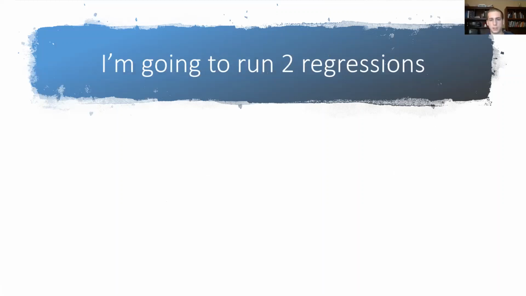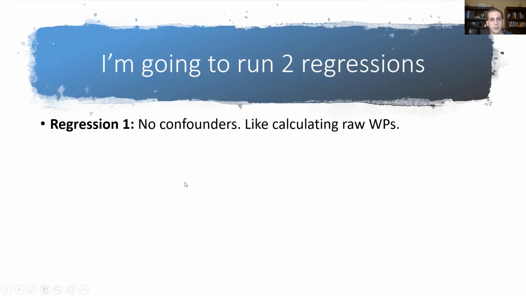And I'm going to run two regressions for each player. So technically it's four total, but it's two regressions for each player. The first regression is going to have no confounders. I'm just going to ignore the confounders, pretend they don't exist, so it's just going to be approaching the net and winning the point.